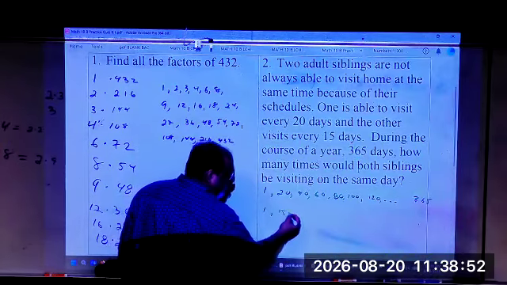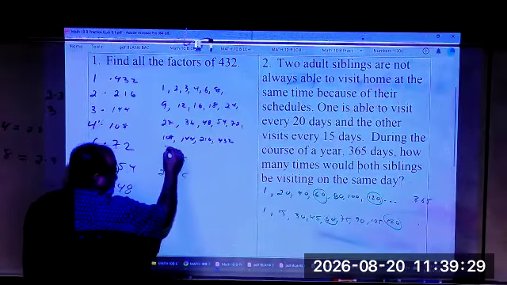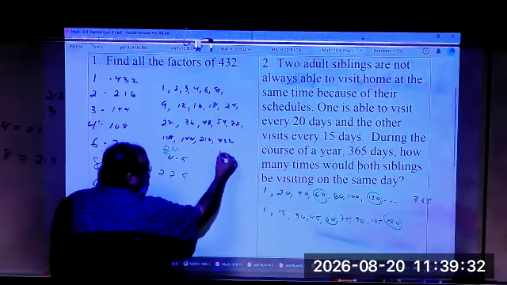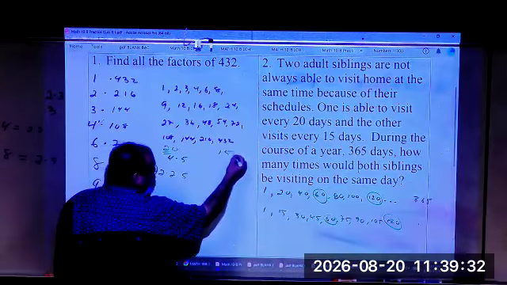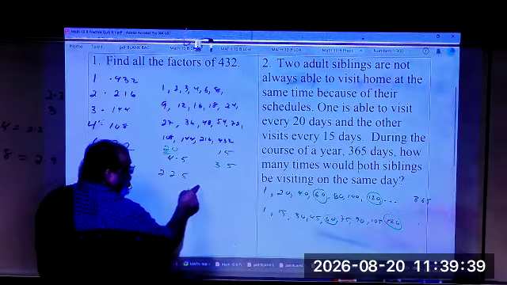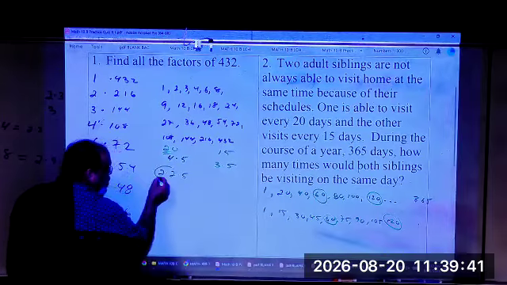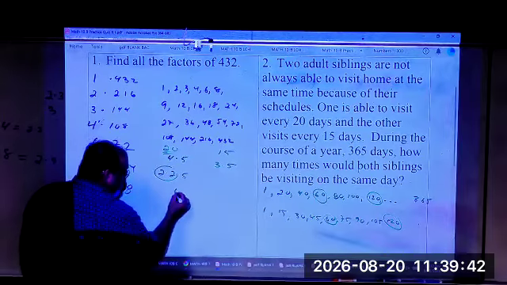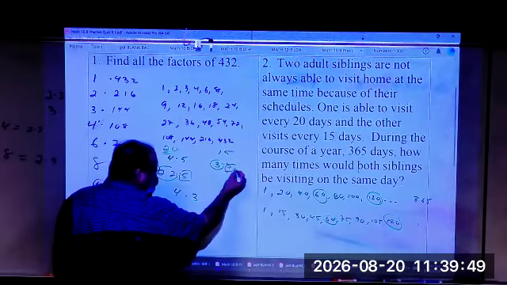Or you just list the multiples instead of thinking about that. Your factors for 20: 4 times 5, which is 2 times 2 times 5. And for 15 it is 3 times 5. So the days they're able to meet has to be divisible by 4, has to be divisible by 3, and it has to be divisible by 5.